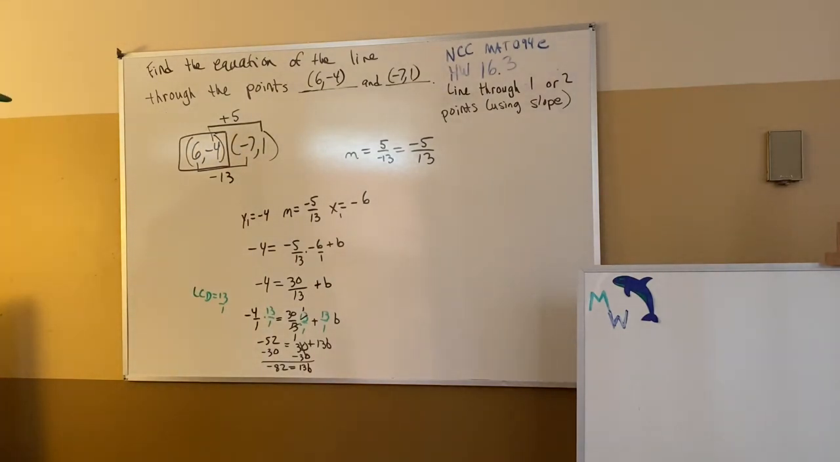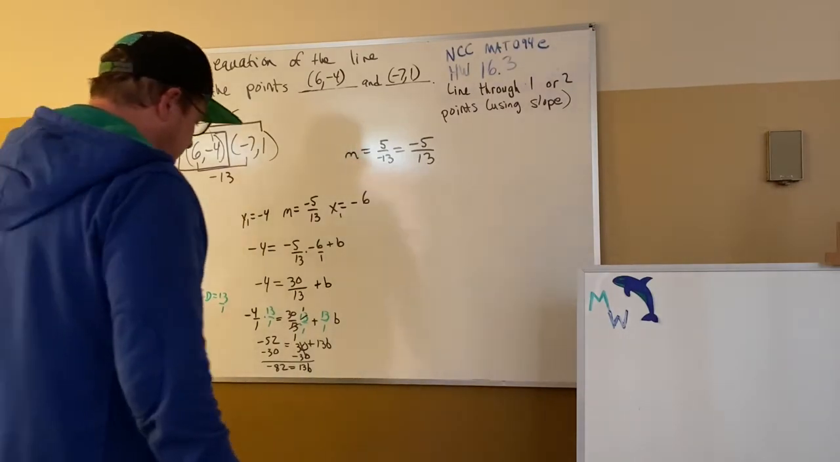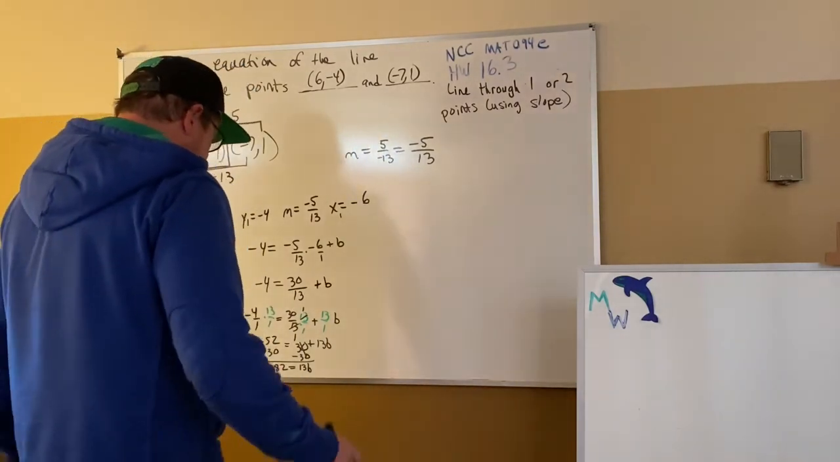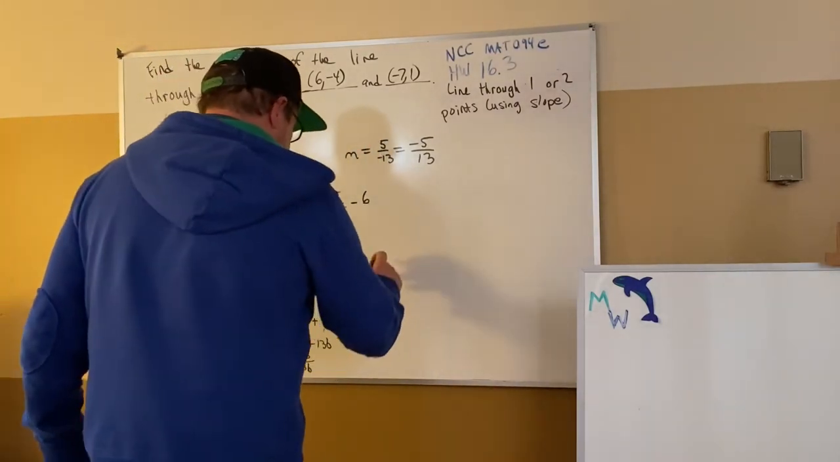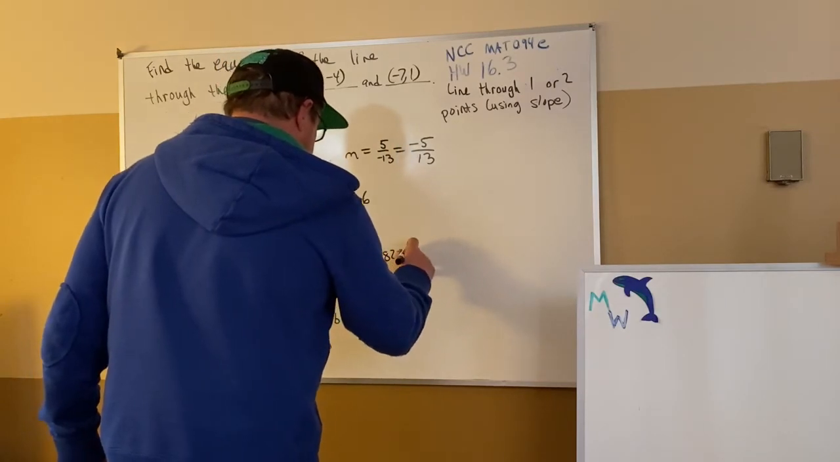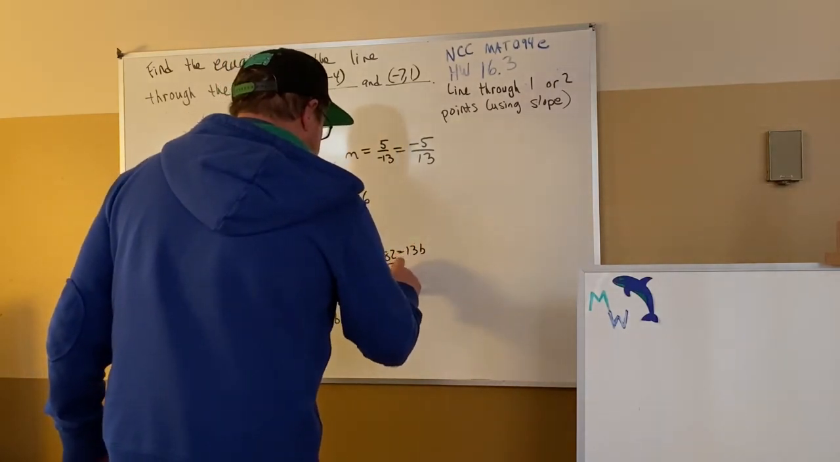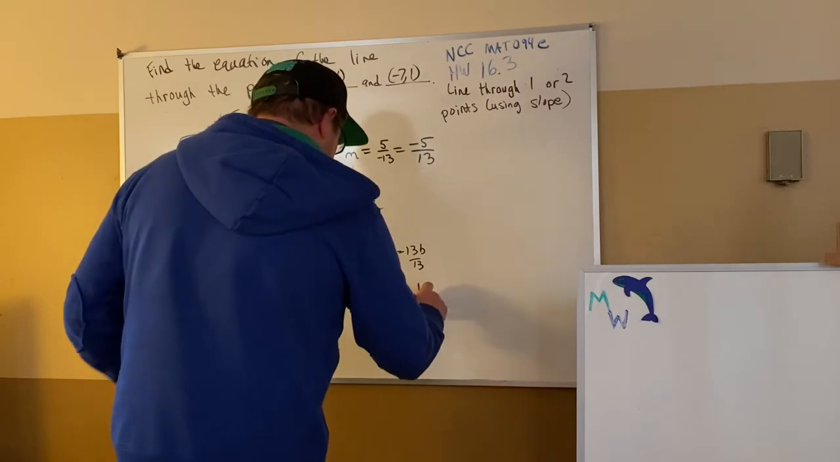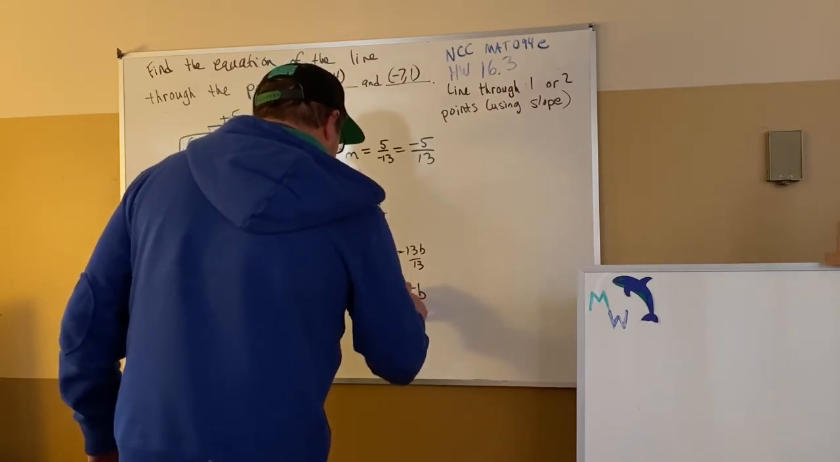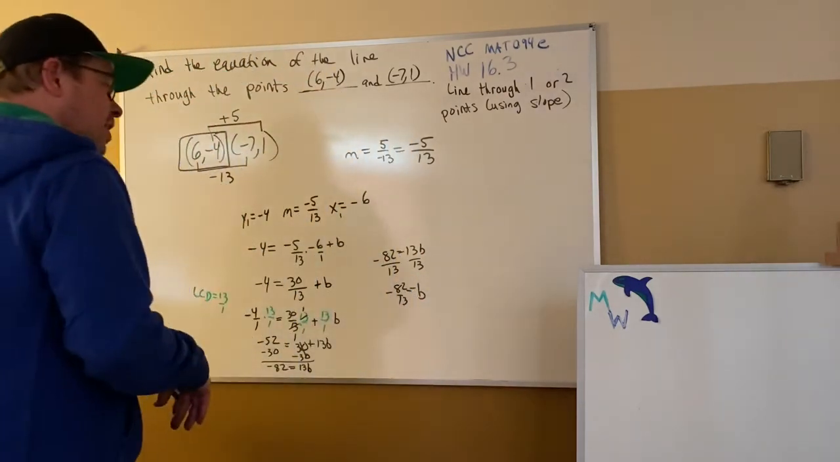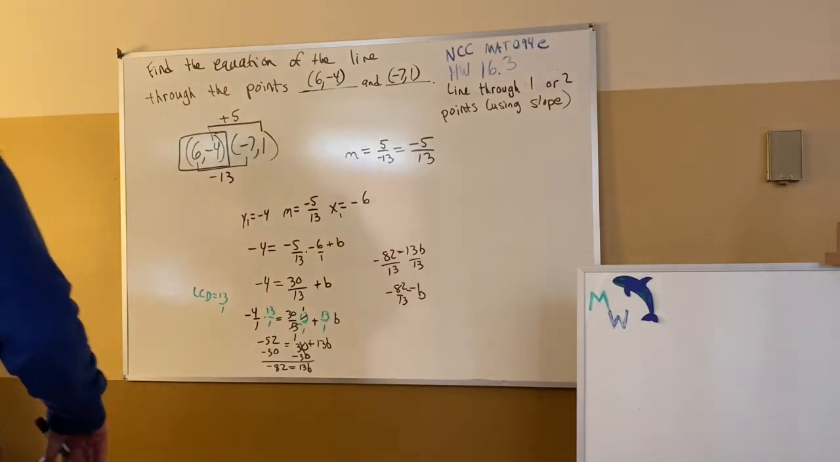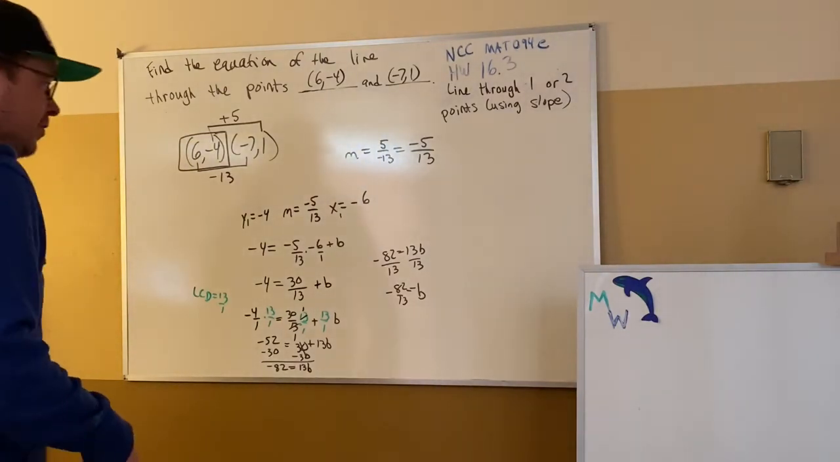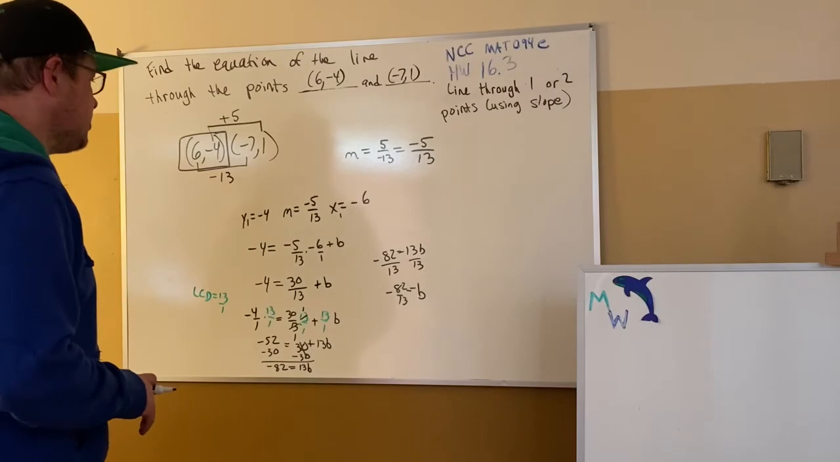So let's see what happens here. Now, I think I got a different answer on paper. I'm going to check, though. What I got here is -82 equals 13b, and divide by 13. Therefore, b equals -82 over 13. Either I did it wrong on paper once, or I just did it wrong here. Let me just check how I did for the slope. I got -5 over 13 for the slope, so let's see how it goes.